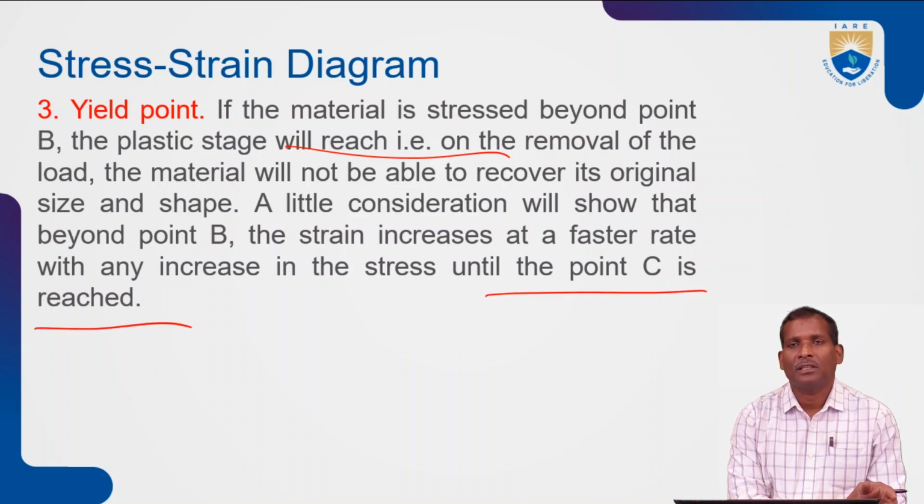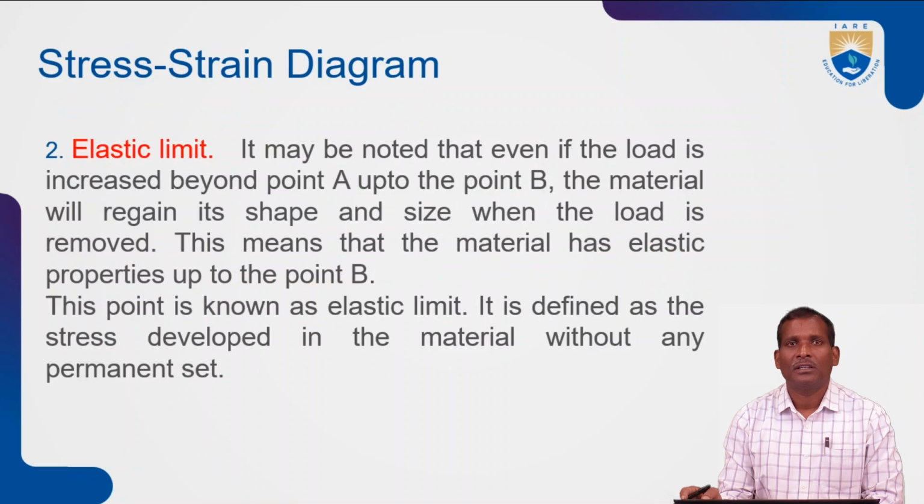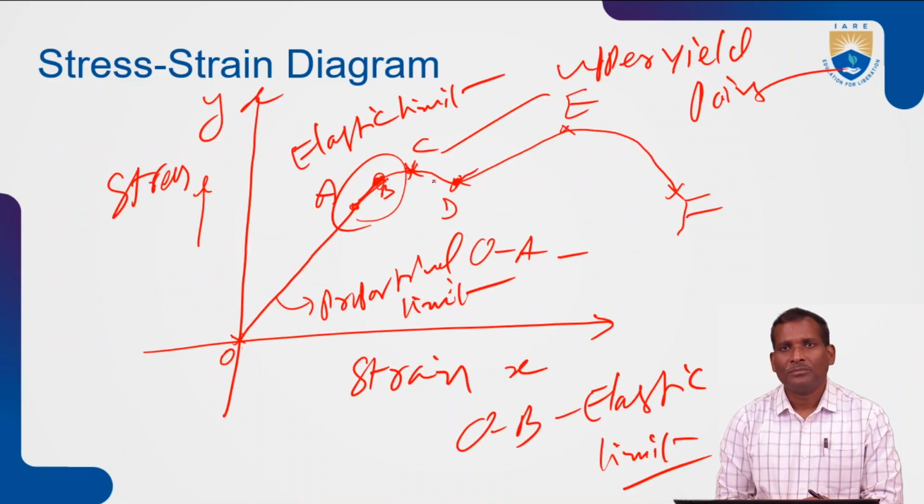So here, up to B, there is no problem. Beyond B, on the removal of the load, the material will not be able to recover its original shape and size. Why? Because it has entered the yield region of deformation, it shows plasticity. The strain increases at a faster rate with increase in the stress until point C is reached, the upper yield point.